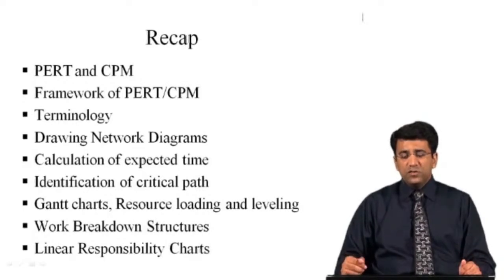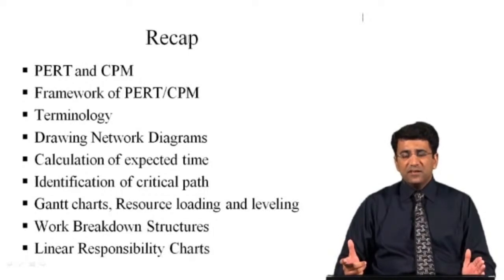Then I also told you how we can calculate the expected time for the different activities of a project. We can always take into account three important factors when calculating the expected time for the different activities: the most pessimistic time, the most probable time, and the optimistic time. Optimistic time is the time in which your project may be completed when there is an ideal situation in future.